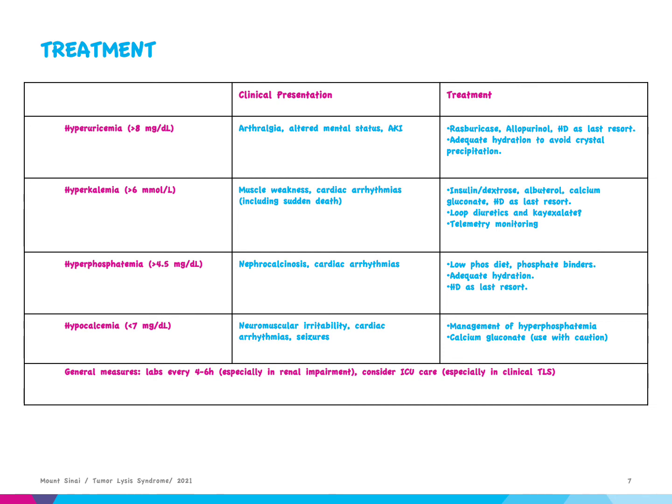Hyperphosphatemia can cause nephrocalcinosis and cardiac arrhythmias, partially because of calcium phosphate deposition. And the management for that is basically low phos diet, phosphate binders, and adequate hydration, since, as we mentioned, it is renally excreted. Hemodialysis is the last resort.